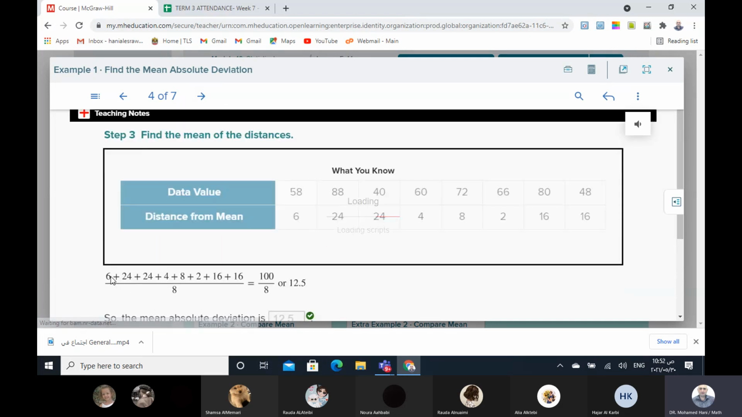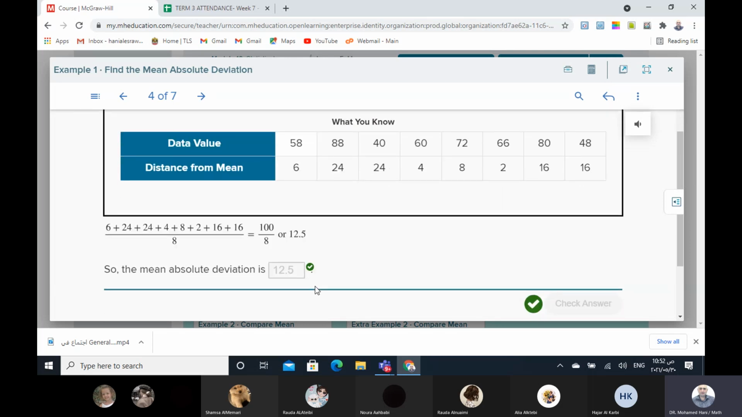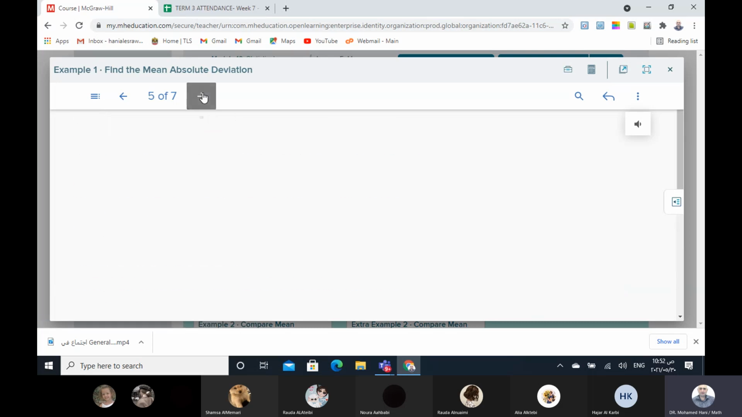Add all the numbers, divide by the total number, will be 12.5, will be 20.5. This is the meaning of the mean absolute deviation.